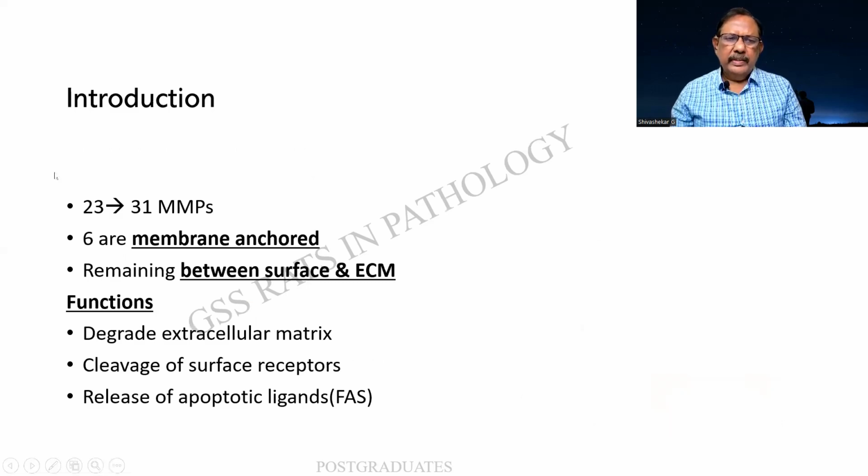The author says that there are about 23 matrix metalloproteinases. But as I was preparing this article, I came across a number of 31. And probably you people will be identifying even more. They are being constantly discovered. 6 of them are anchored to the membrane, and the remaining are present between the surface of the epithelium and the extracellular matrix. So it is a kind of an interaction that is there between the cell surface and the extracellular matrix.